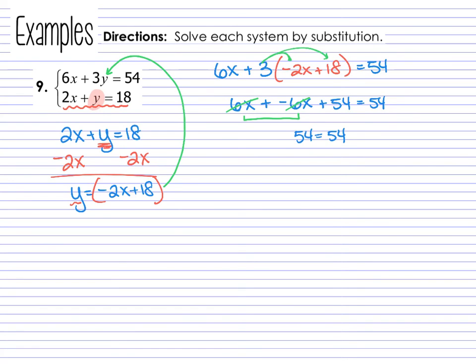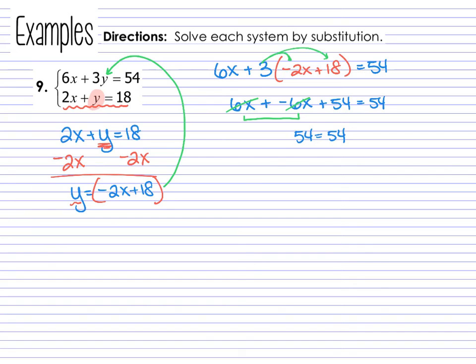Again, just like number 7, this is one of those weird answers. Well, my question to you is, when is 54 equal to 54? And the answer is all the time. So this statement, 54 equals 54, is always true. It doesn't matter what x value I put in for one equation or what x and y I put in for one, it's also going to work for the other.